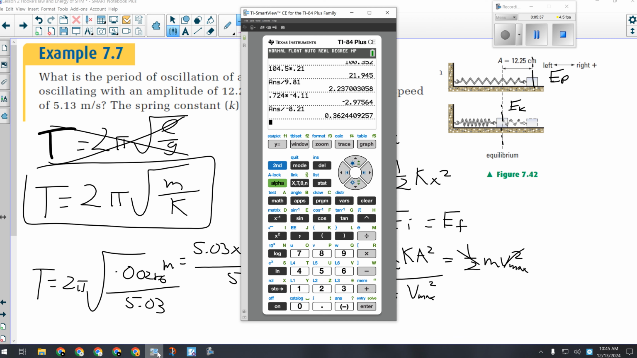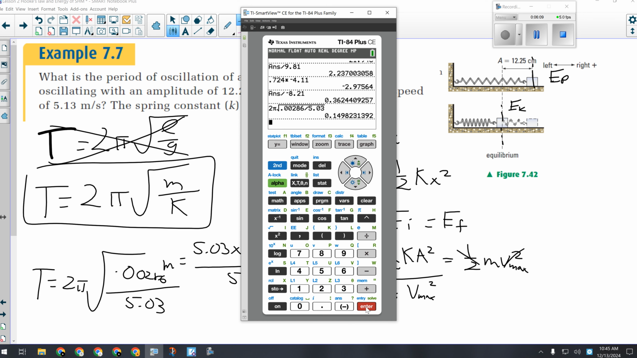Okay, so we'll have 2 times pi times the square root of 0.00286 divided by 5.03. All right, so that should give me a period of 0.15 seconds. Would make sense. That tiny mass would not make that oscillate very much, but it seems a little small. Just going to double check that mass just to make sure.